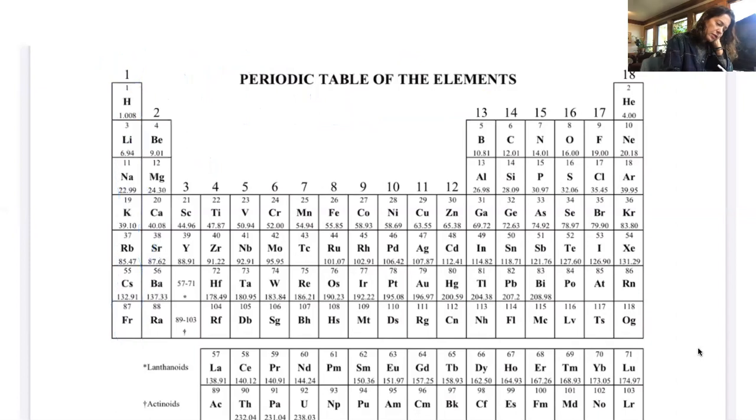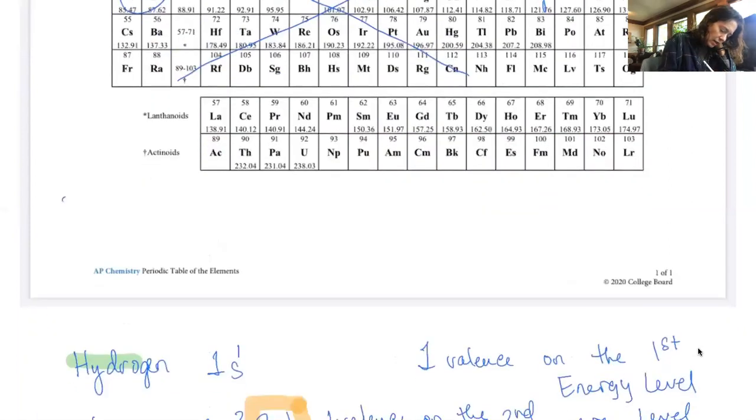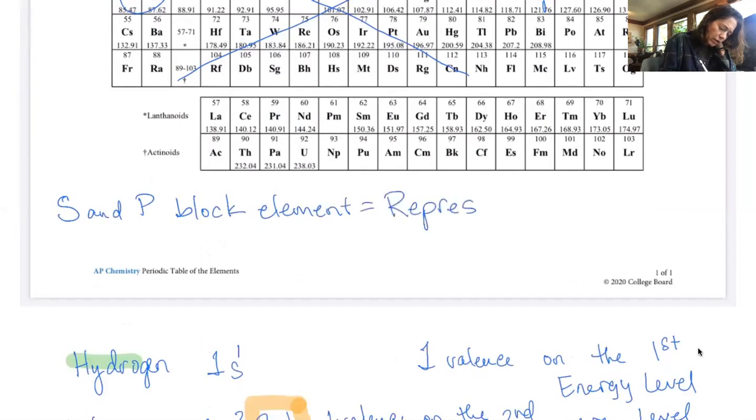So what we just said was everybody here has 1 valence electron. Everybody here has 2 valence electrons. Well, I'm going to skip over these, and look at just my S and my P block elements. Recall that my S and P block elements are called my representative elements.